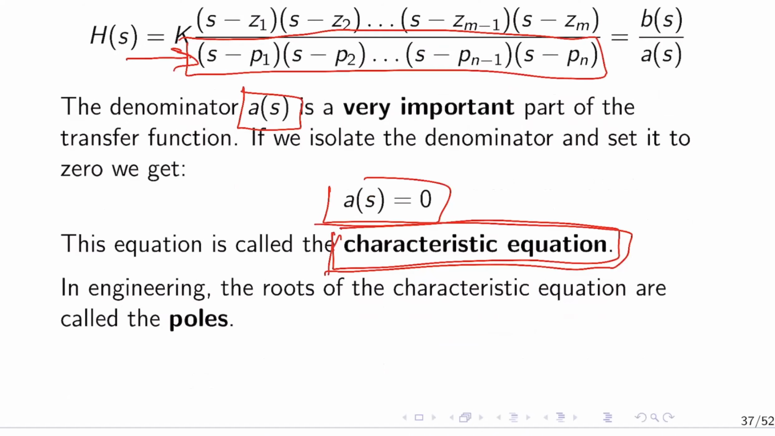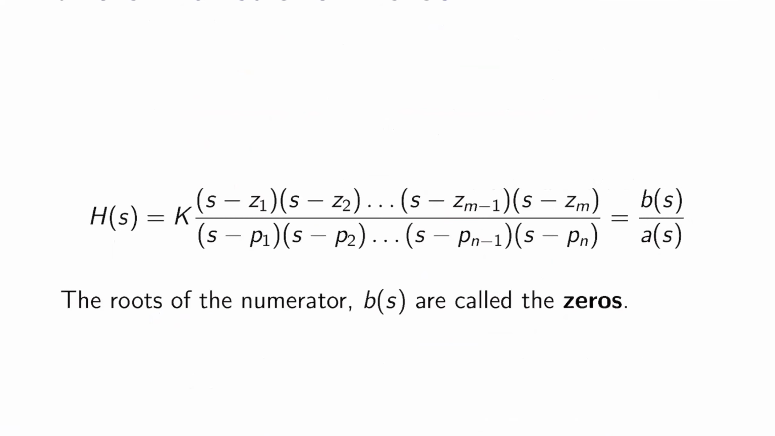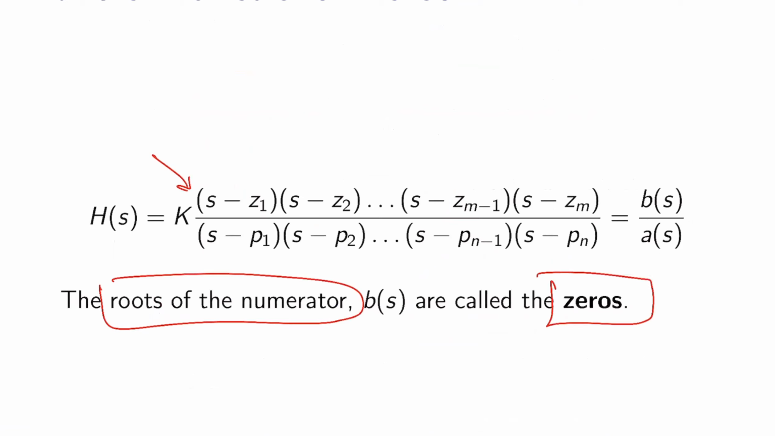And in engineering, at least, the roots of the characteristic equation are called the poles. That notation pops up all over the place. So the roots of the characteristic equation are called the poles. And likewise, we also have a polynomial in the numerator, and the roots of the numerator are called the zeros. Okay, so poles and zeros. All right.